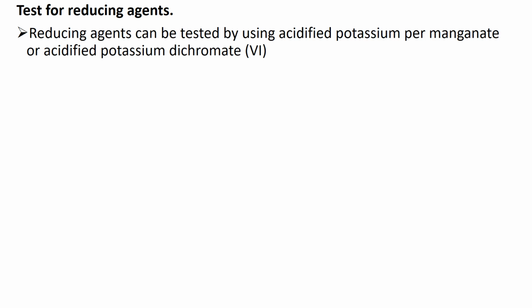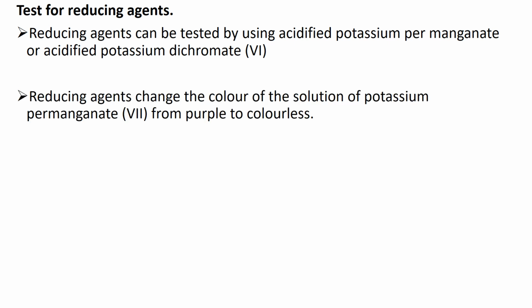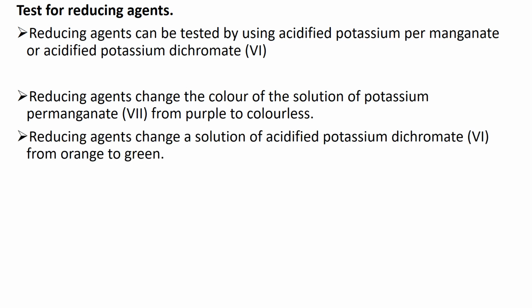So we look at the test for reducing agents. Reducing agents can be tested by using acidified potassium permanganate or acidified potassium dichromate. Reducing agents change the color of the solution of potassium permanganate from purple to colorless. So if you put a substance in potassium permanganate and the color changes from purple to colorless, then it's a reducing agent. They can also change a solution of acidified potassium dichromate from orange to green.